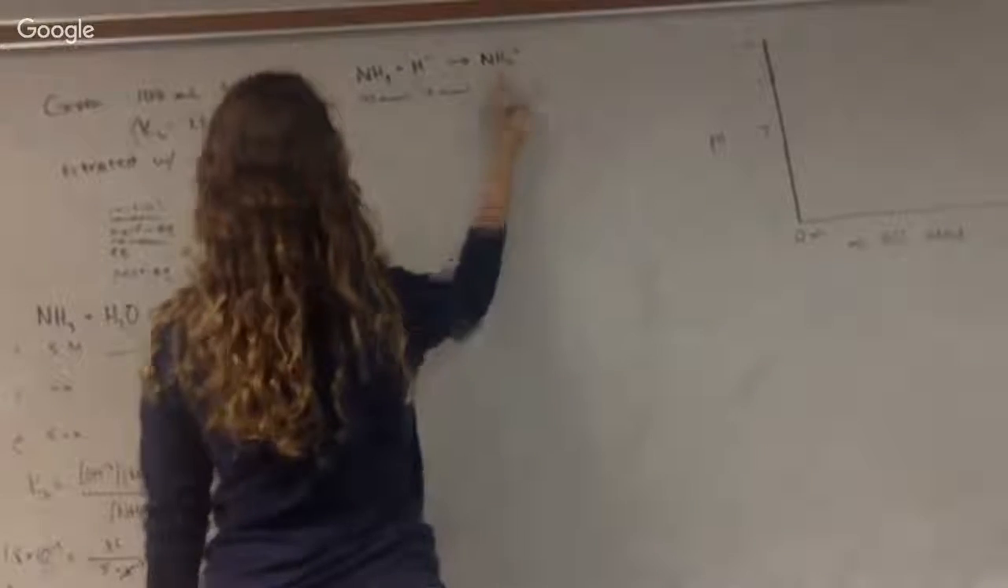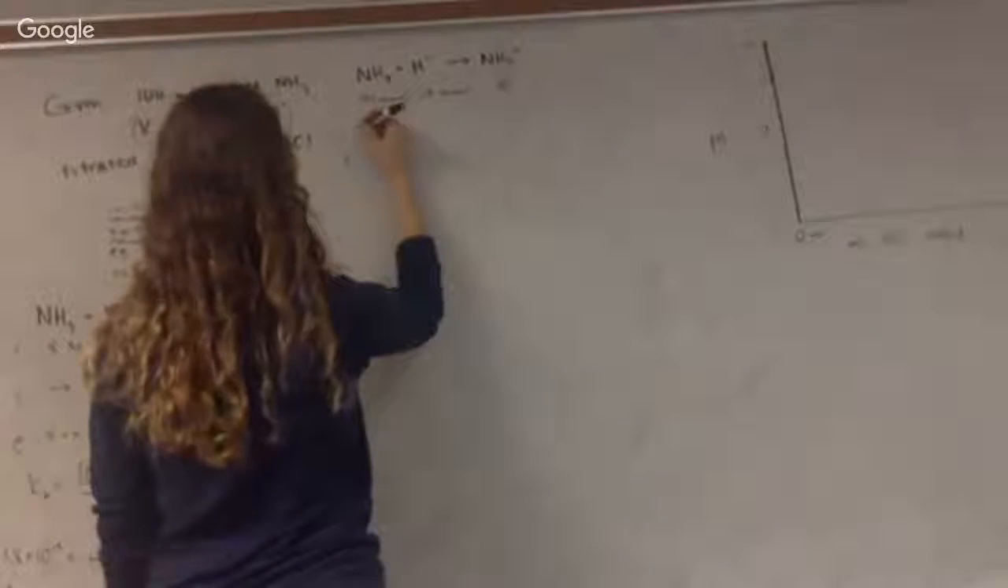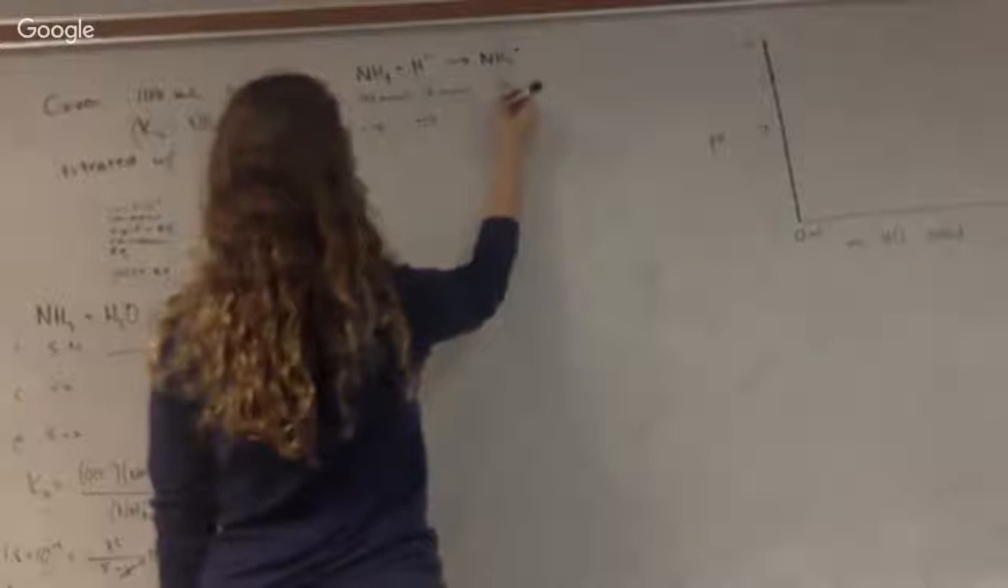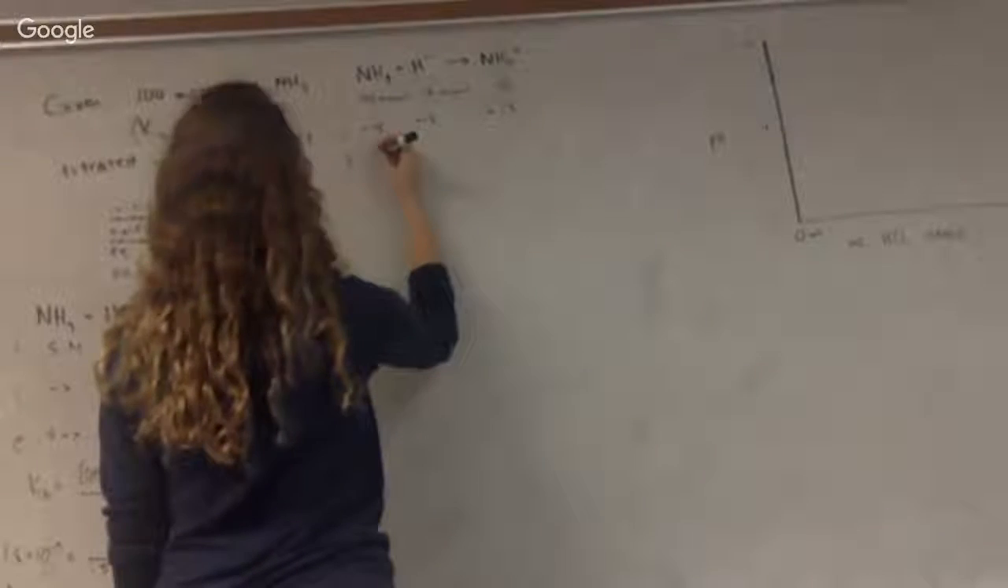We start with 0 of that. And then we're subtracting 15 from everything. And you're going to plot it out.